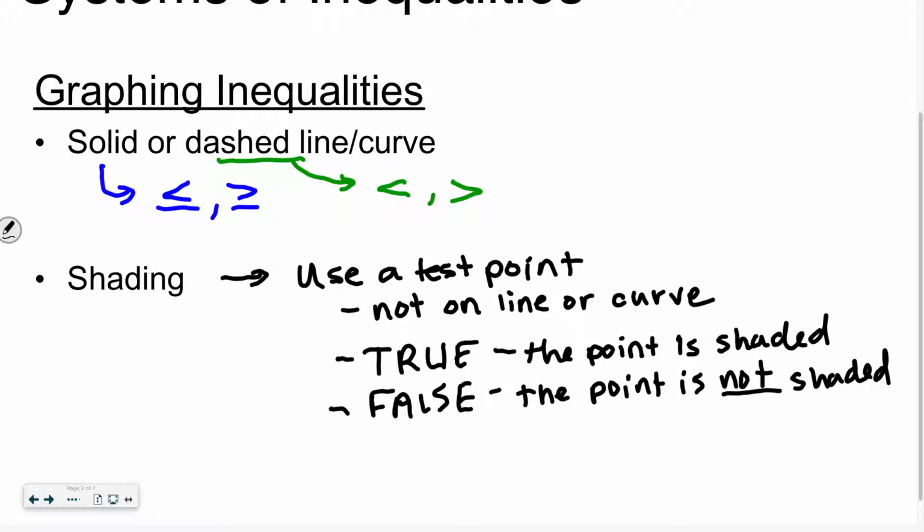If we're talking about a parabola and we test a point inside the parabola, if it's true, we shade inside. If it's false, we shade outside the parabola. Okay? So you shade where the point is not.